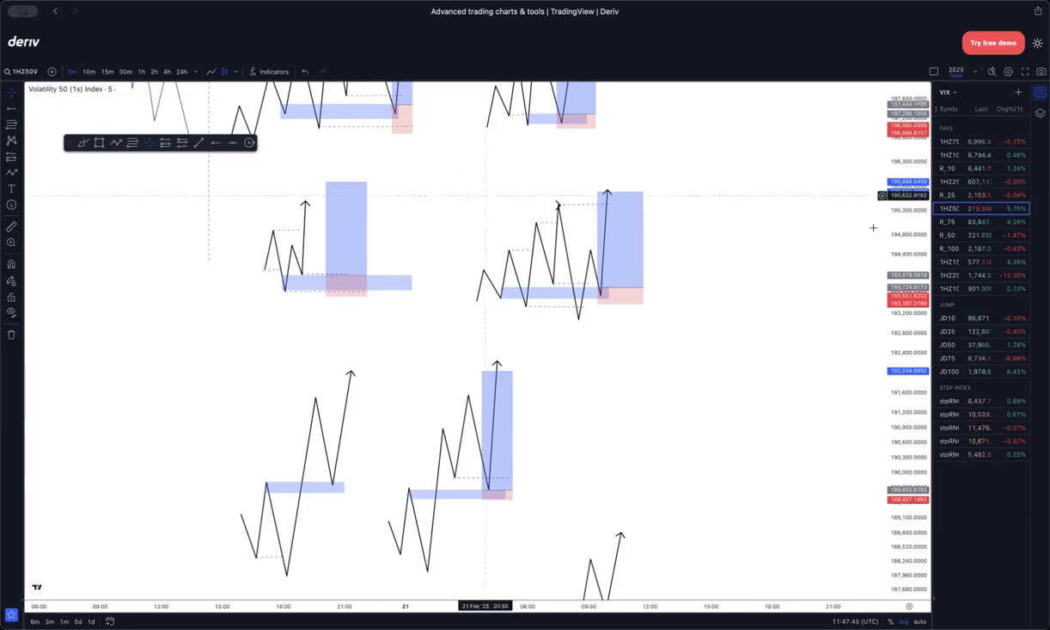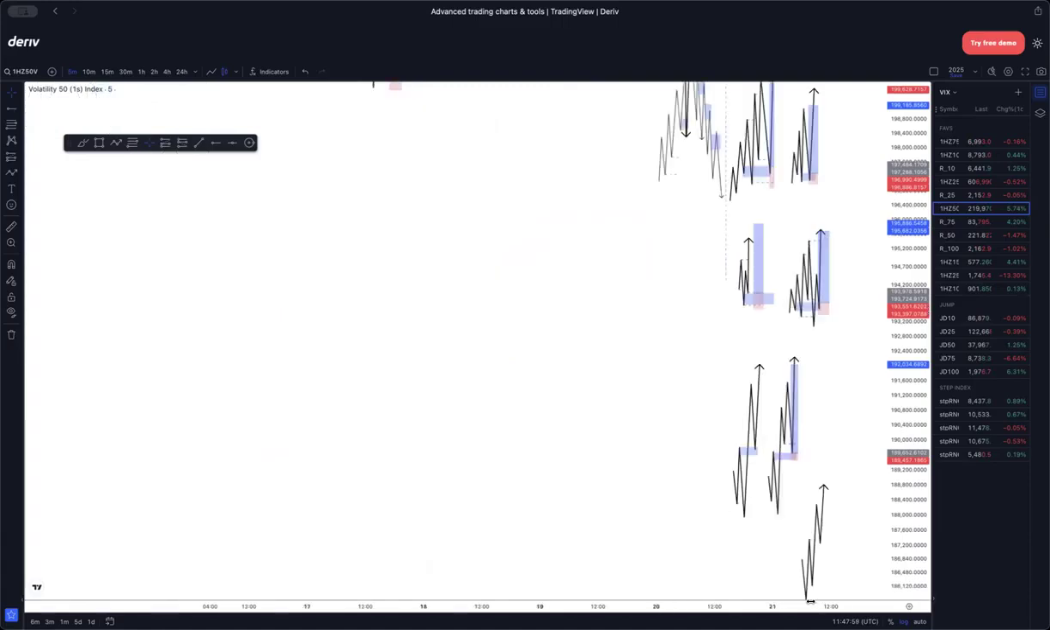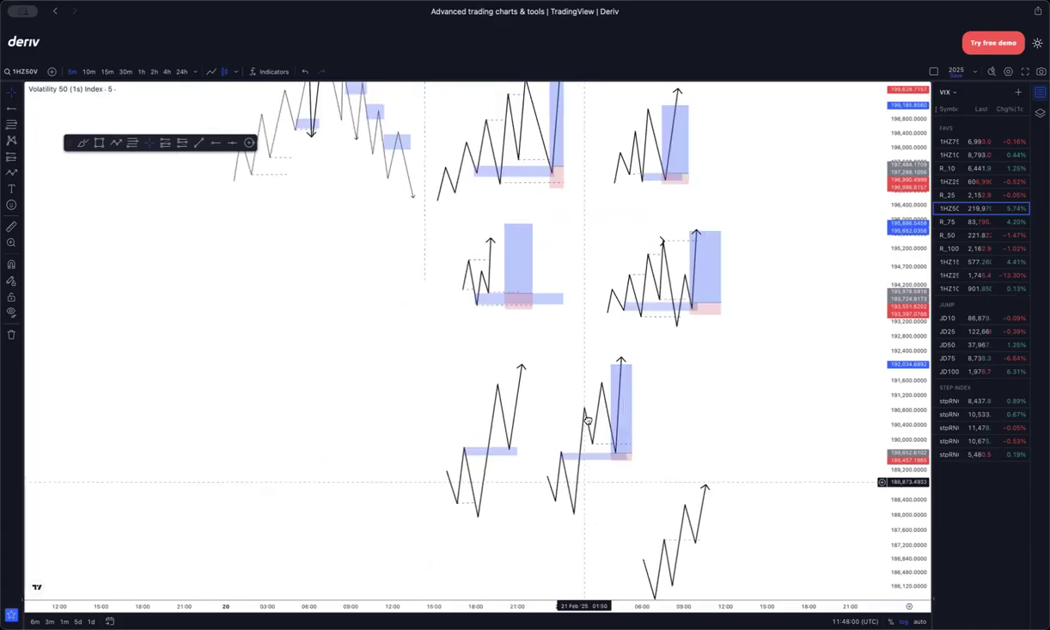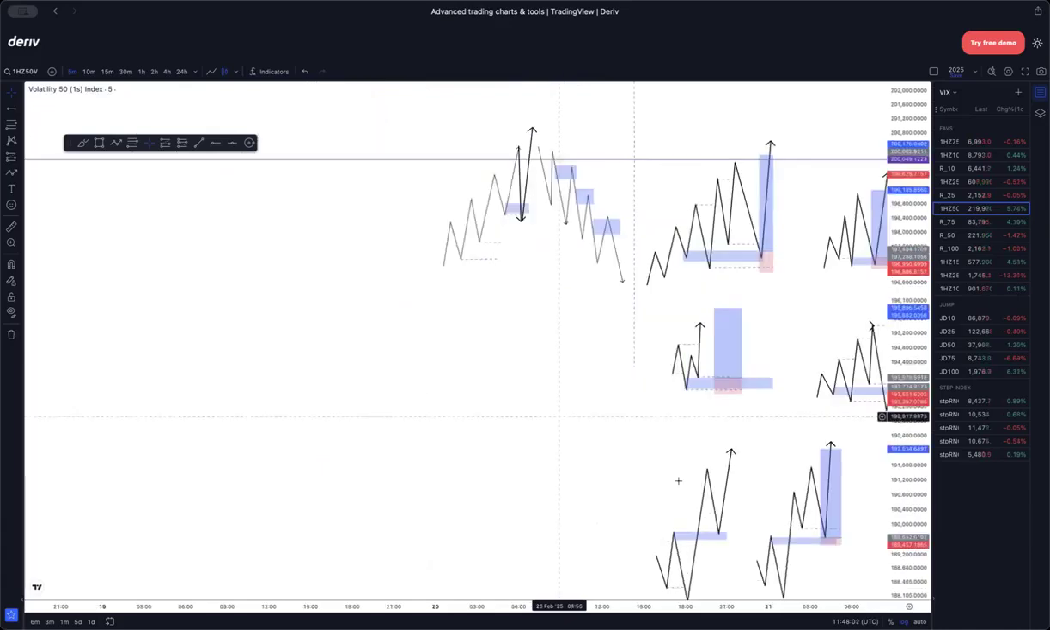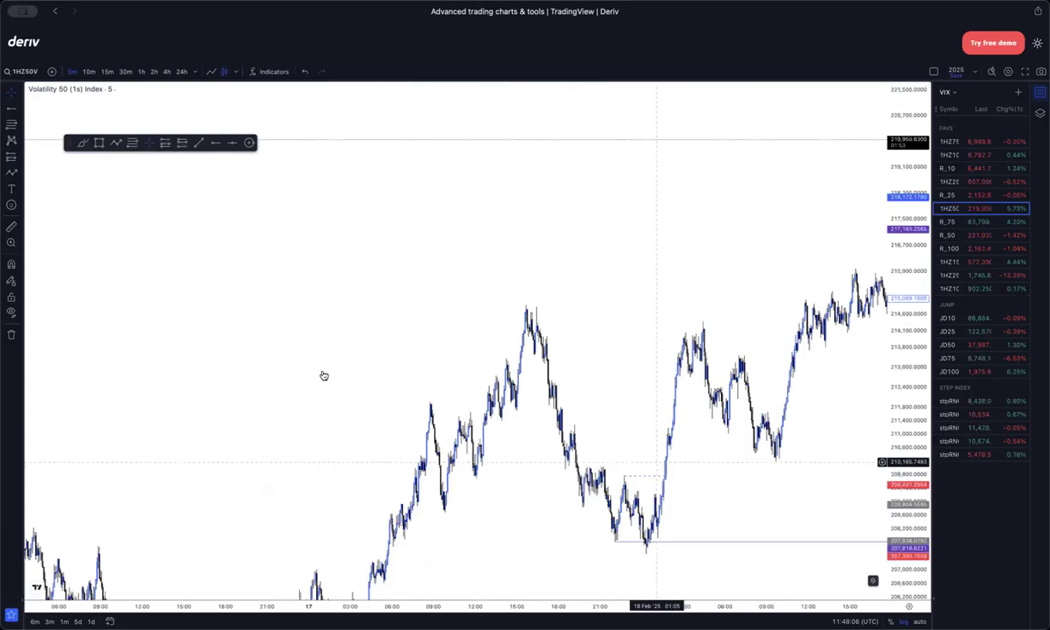Now, if you're looking out for structure, you can look out for structure on all time frames, but don't go below the 5 minutes. There's no structure you're looking for below the 5 minutes. From the 5 minutes to the daily candle.